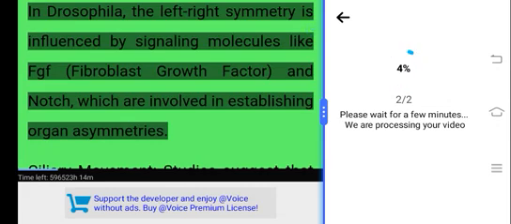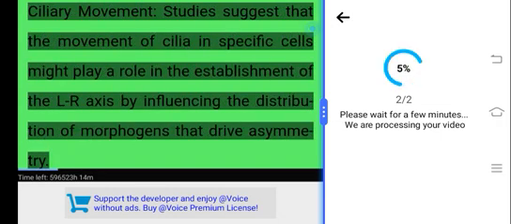In Drosophila, left-right asymmetry is influenced by signaling molecules like FGF (fibroblast growth factor) and Notch, which are involved in establishing organ asymmetries. Ciliary movement: studies suggest that the movement of cilia in specific cells might play a role in the establishment of the LR axis by influencing the distribution of morphogens that drive asymmetry.